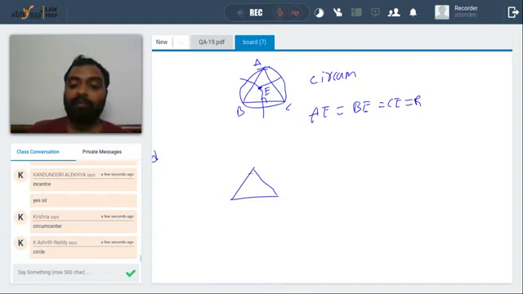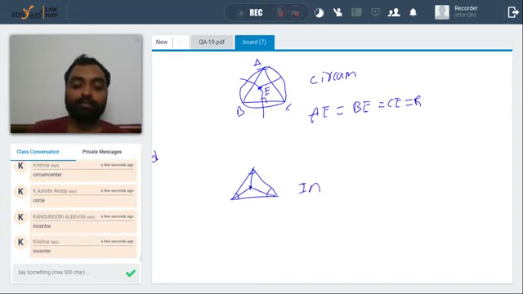Next is angular bisector. That means if one angle is here, if I bisect this, I'm making this angle into two equal halves. Again, I'm bisecting this angle also into two equal halves. Clear? That meeting point is called the incenter. Very good.